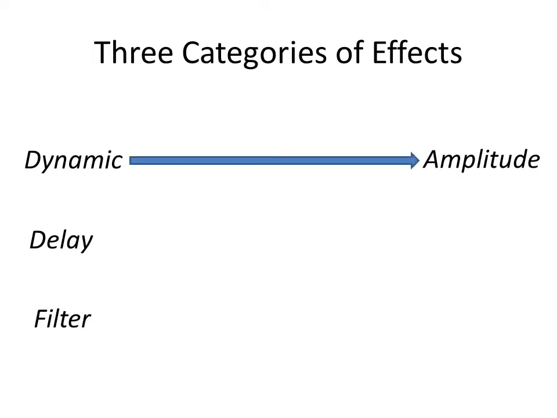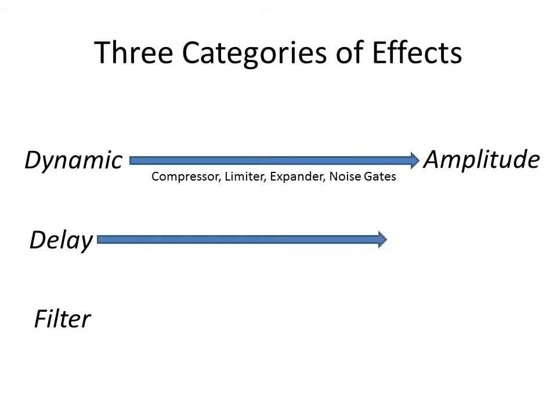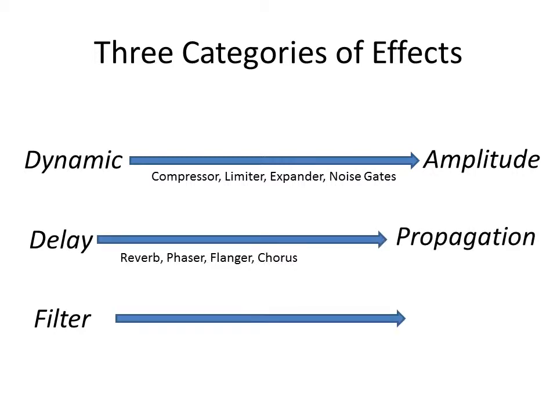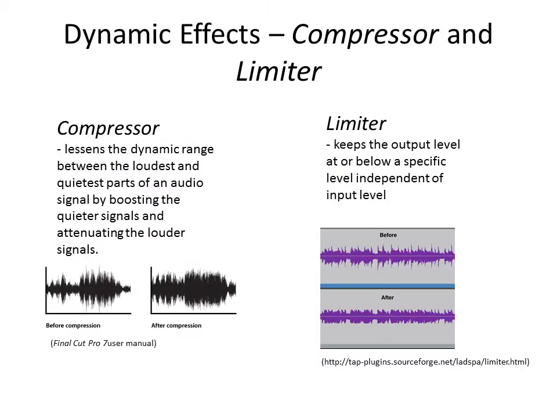Three categories of effects. The first is dynamic, the second is delay, and the third is filter. Dynamic effects relate to amplitude, so it's the compressor, limiter, expander, noise gates. Delay relates to propagation: reverb, phaser, flanger, and chorus. And filter relates to timbre, so high and low pass, band pass, and parametric and graphic equalizers.